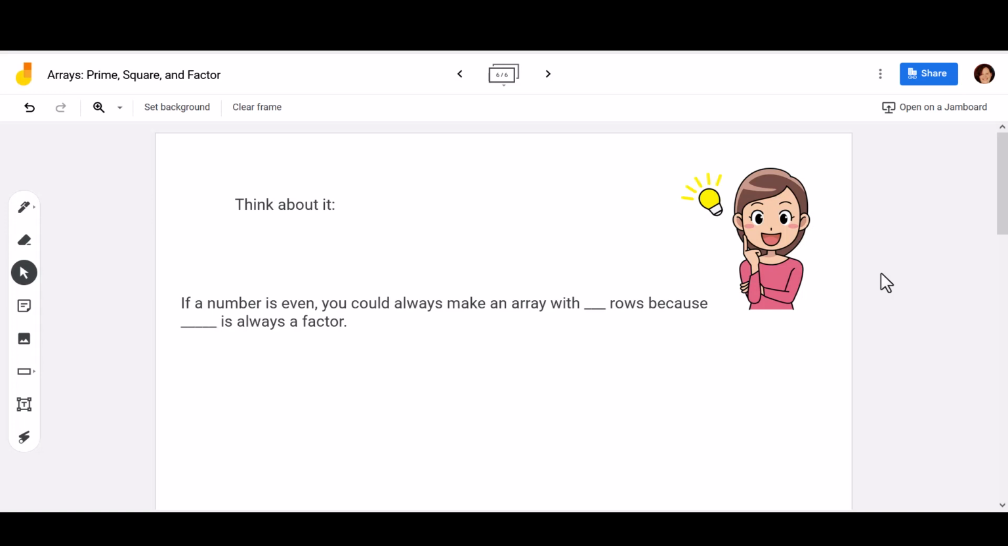And then you might want to continue talking to them about just some things that you could figure out based on what you just learned. And here's just an example. If a number is even, you could always make an array with how many rows, because what number is a factor of all even numbers? And this would just give them a way. They know these facts, but they may not know how to express this, and they may not know the vocabulary.